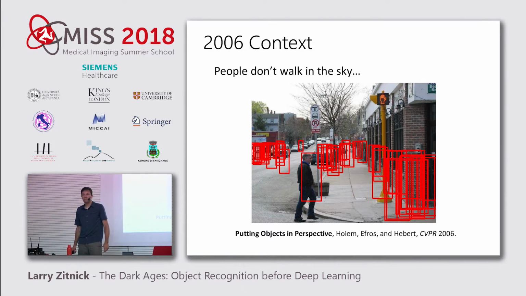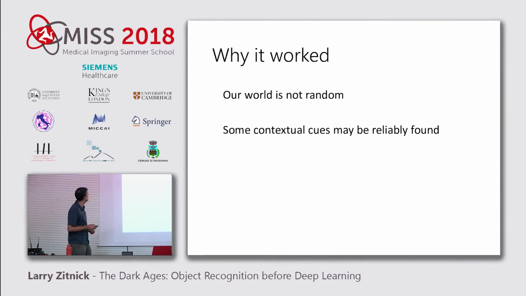This is kind of cool. 2006, this was a big paper. A lot of people were excited about it. The reason for it was because it was the first time that we started looking at contextual reasoning, looking at the relationships of objects to each other. All right. So why it worked: the world is not random, obviously. Contextual cues sometimes can be reliably found.